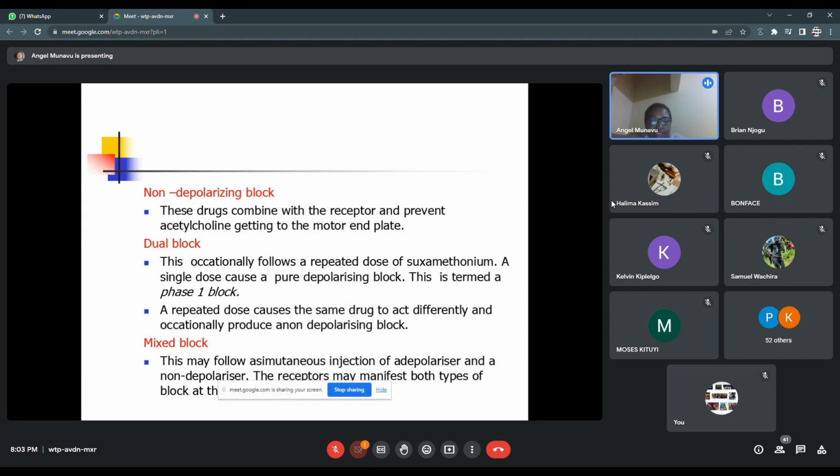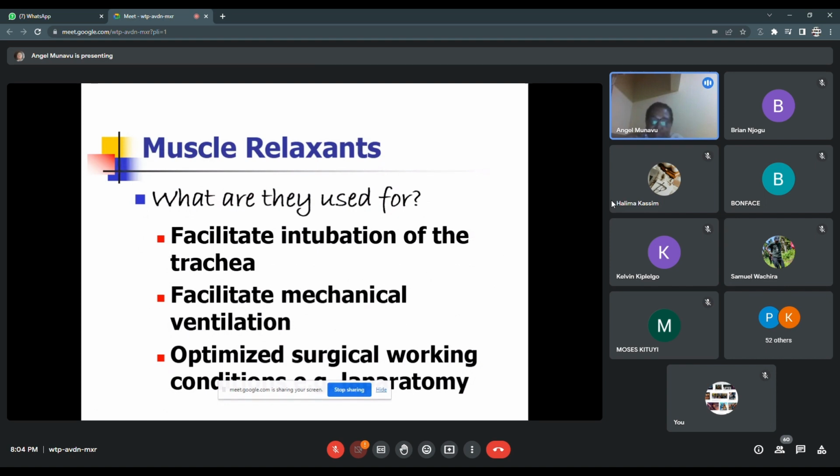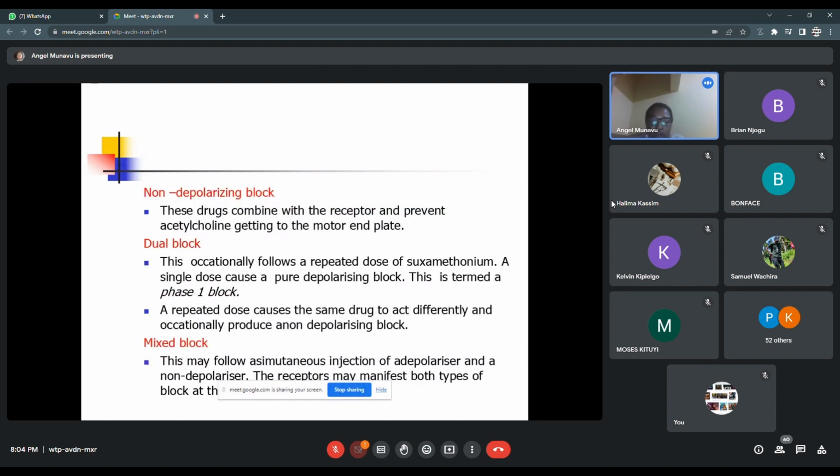Then there is what we call a mixed block. A mixed block will occur when you give a depolarizing block, for example suxamethonium, and then immediately, before the suxamethonium wears off and the patient starts to breathe, I give a non-depolarizing block. So the patient gets what we call a dual block, or a mixed block, and this one may take longer before the patient can recover from the muscle paralysis.